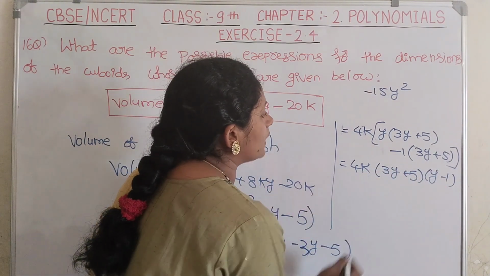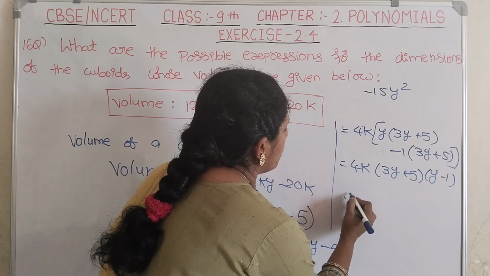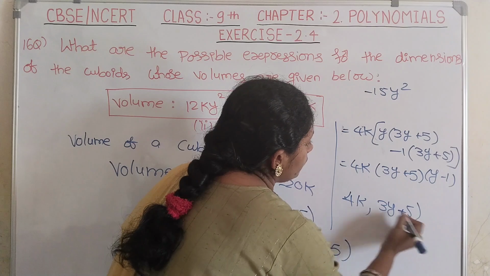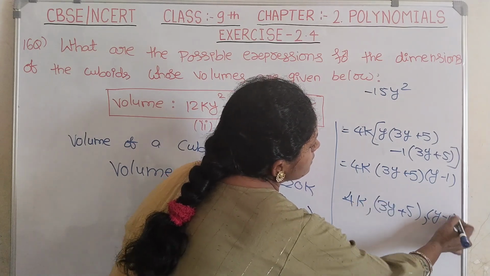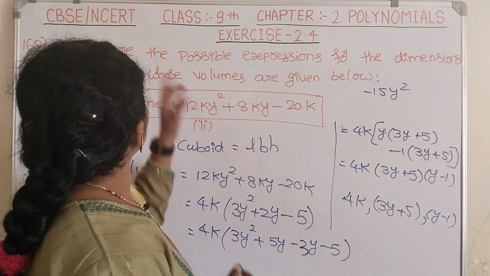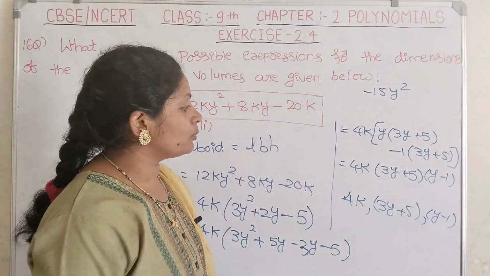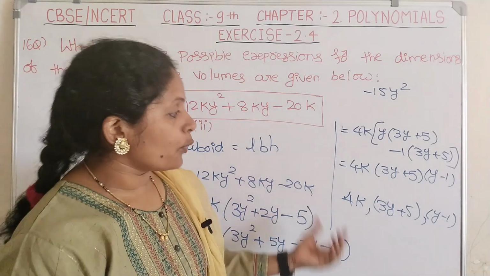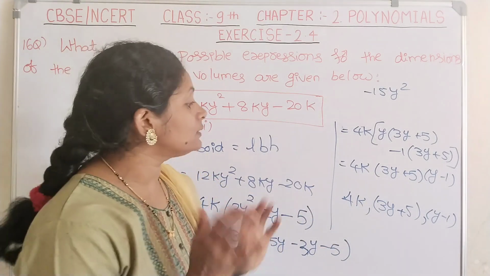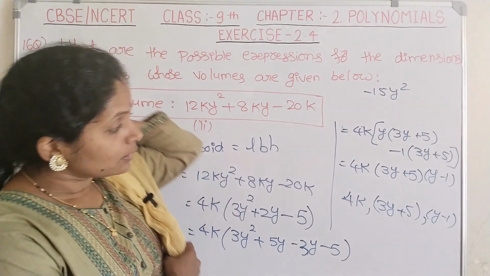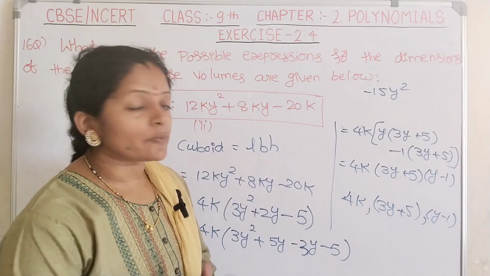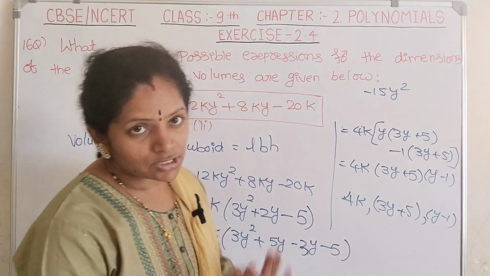Here we can say that 4k, 3y plus 5, y minus 1. These are the three possible expressions for the given volume of a cuboid. You can take one expression as the length, another will be the breadth, and the third one will be the height. And the values are not determined, so that's why you can keep this expression as it is.